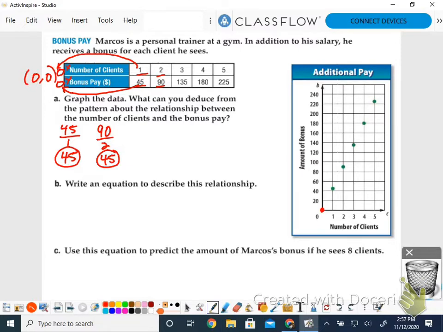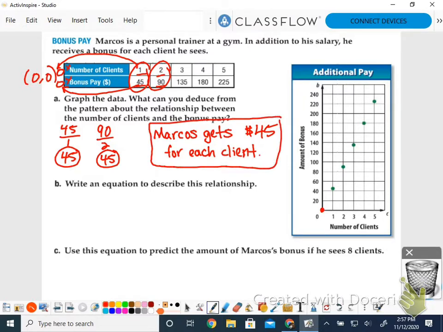So what can we deduce from the pattern about the relationship between the number of clients and the bonus pay? Well, it looks like from the table, if he sees 1 client, he gets 45 bucks. 2 clients is 90 bucks. Marcos gets $45 for each client. There we go. Every client he sees, he gets another 45 bucks. Should be able to see that.